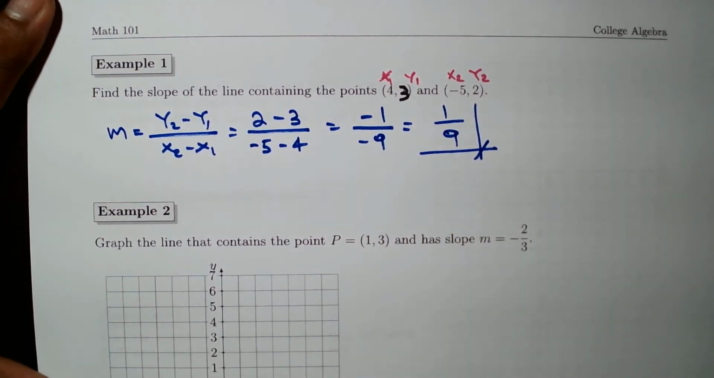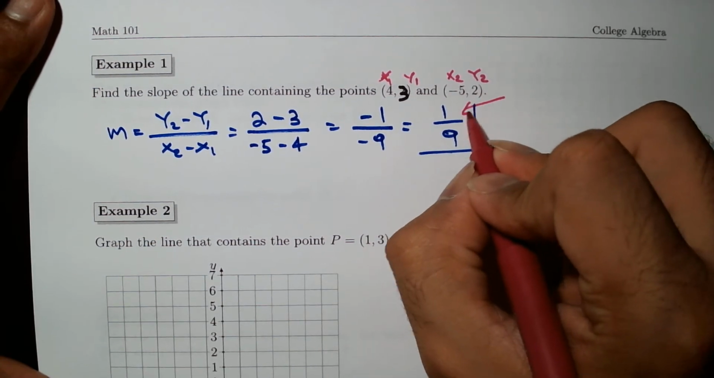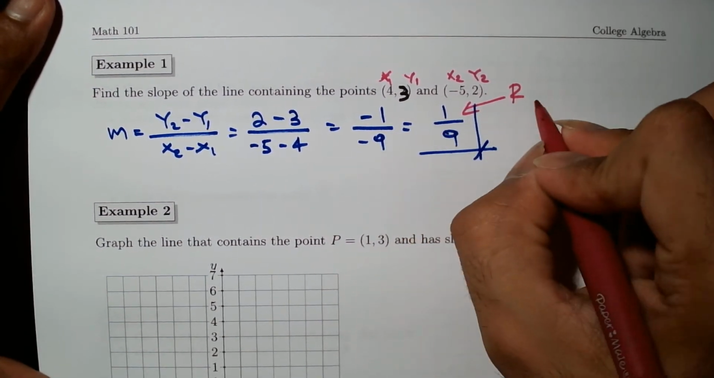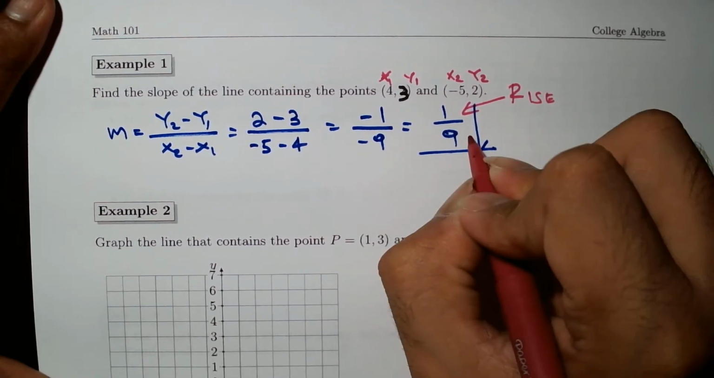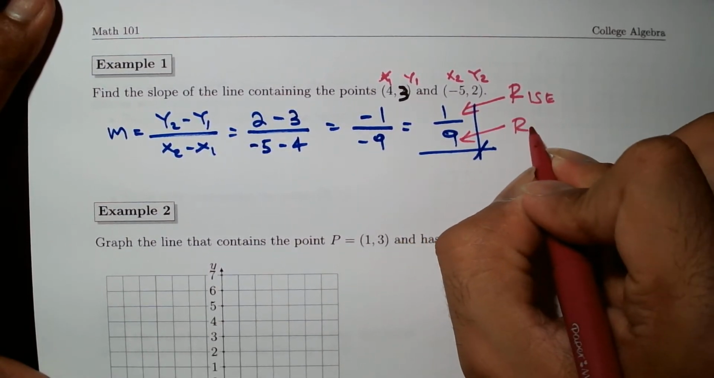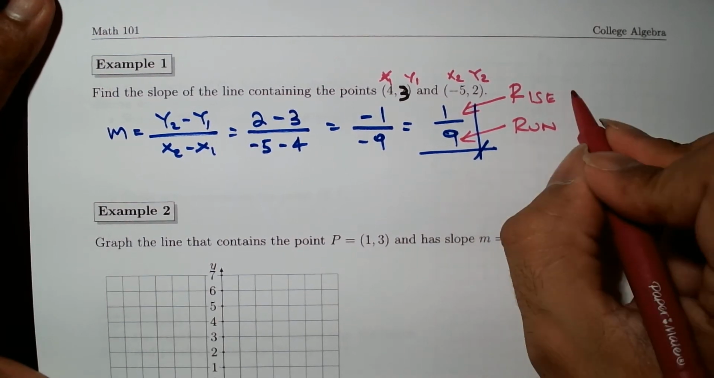So this means that this line will rise 1 unit, go up 1 unit, and then run 9 units.